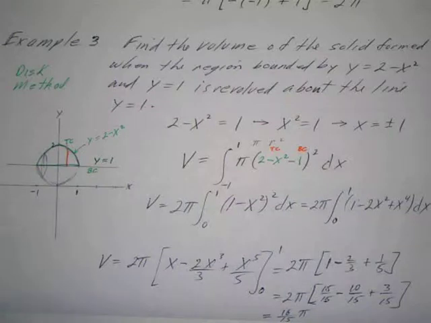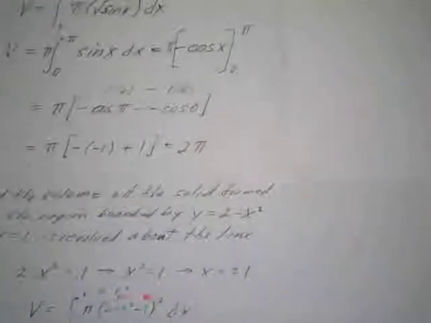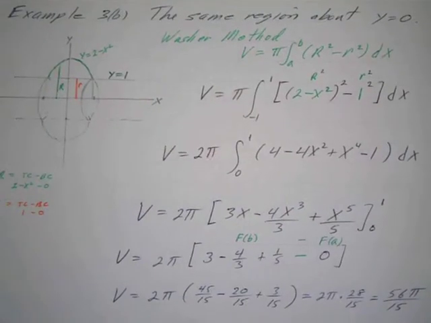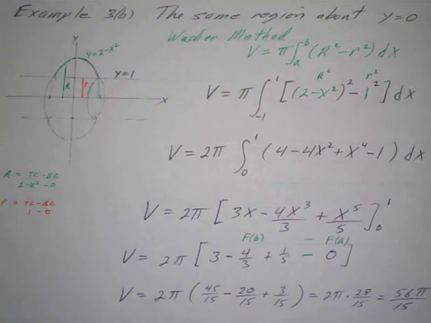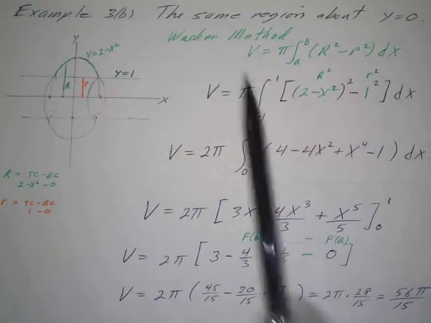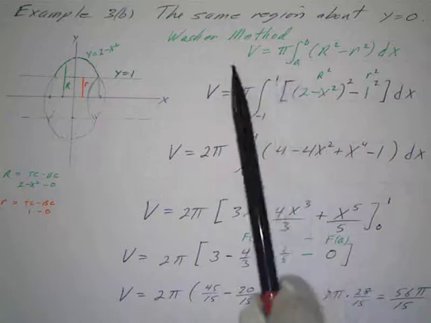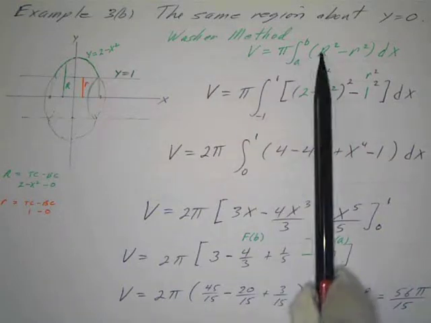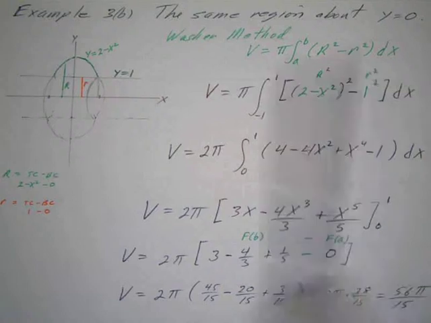Okay? And then 3b, example 3b, is the same region now, except we're going to revolve it about the line y equals 0, and now we're going to use the washer method. Okay, and remember this was the washer method, volume equals pi, and then we just factored out the pi. So basically we've got the big radius minus the little radius.